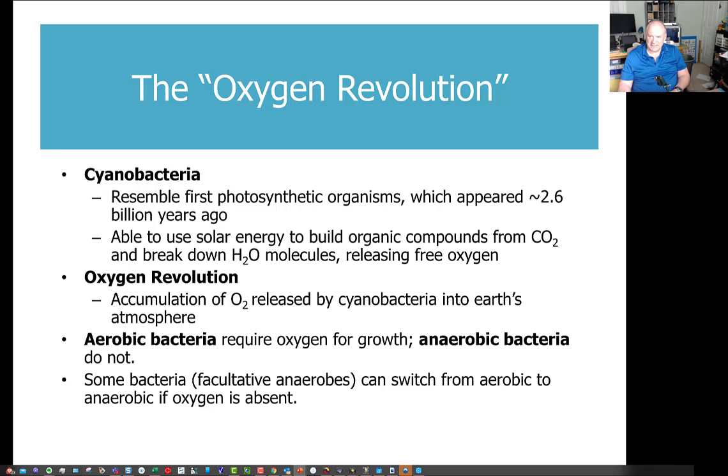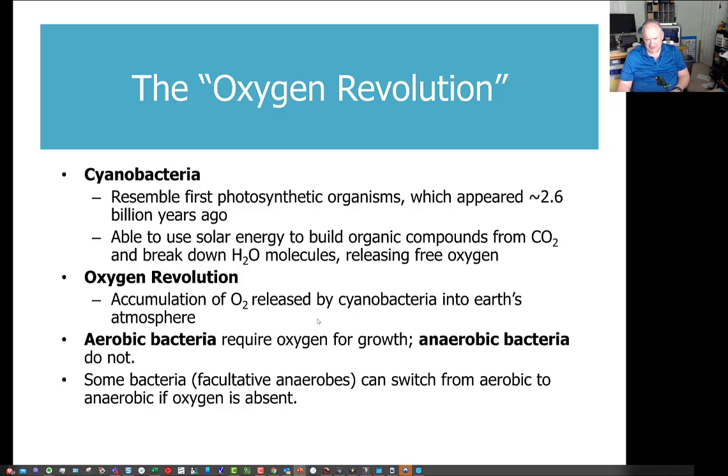The oxygen revolution. Cyanobacteria resemble the first photosynthetic organism. It appeared about 2.6 billion years ago, and it was able to use solar energy to build organic compounds. So they were able to photosynthesize, and as we know, part of photosynthesis is that it exports O2, which is oxygen, and takes in CO2, and so these helped change the Earth's atmosphere.